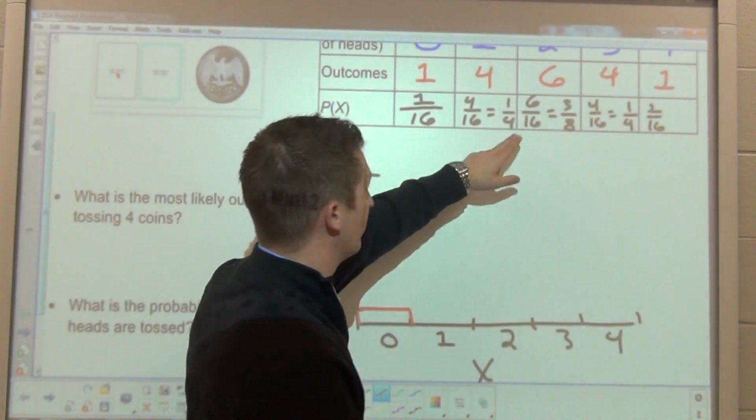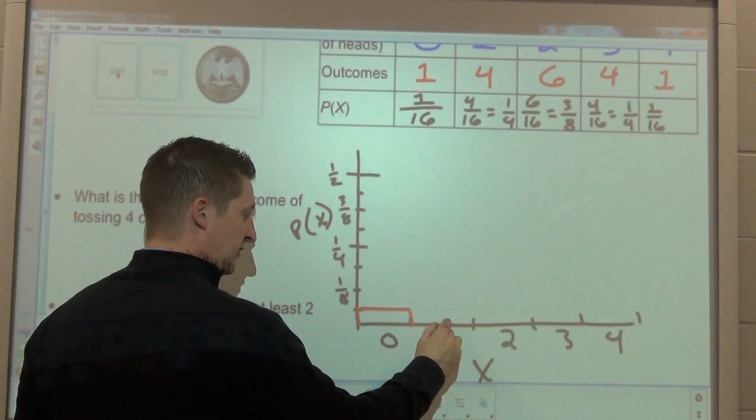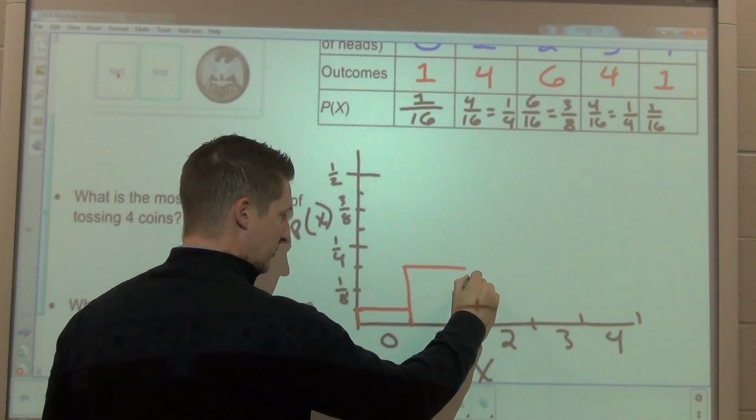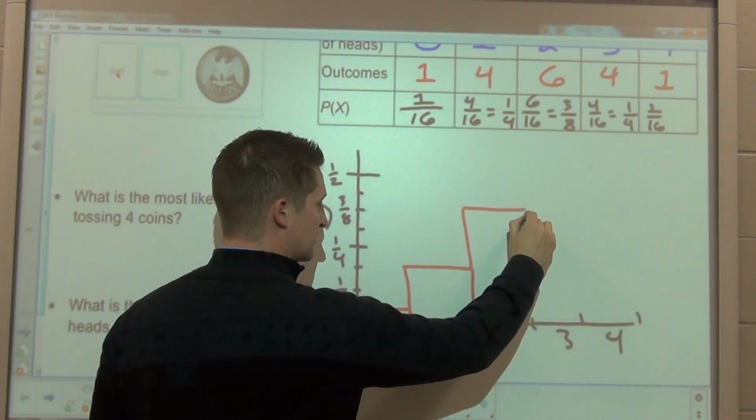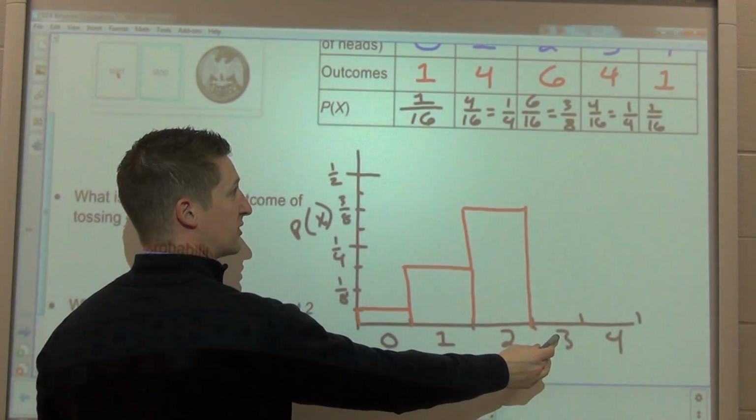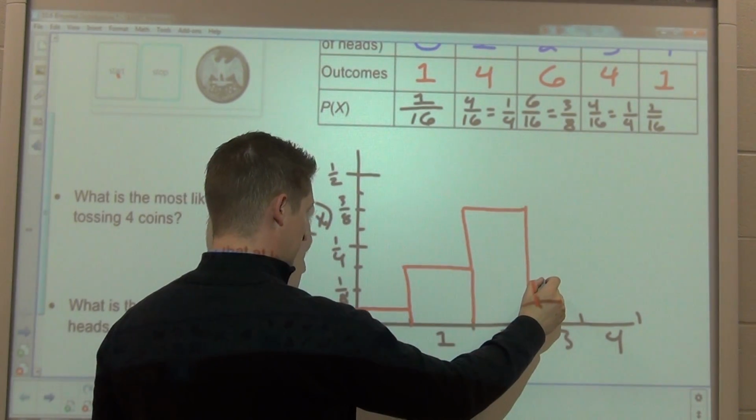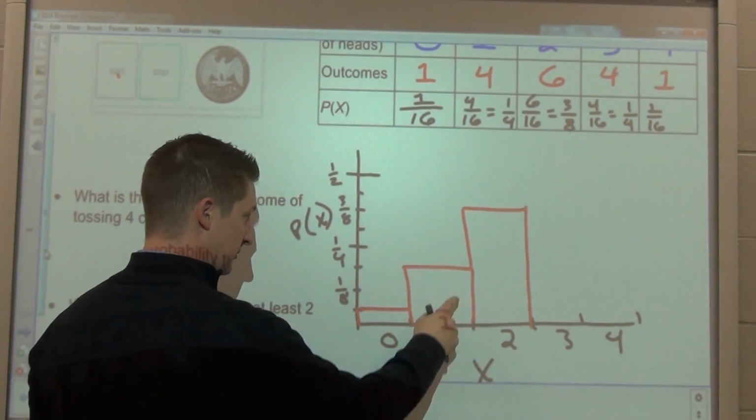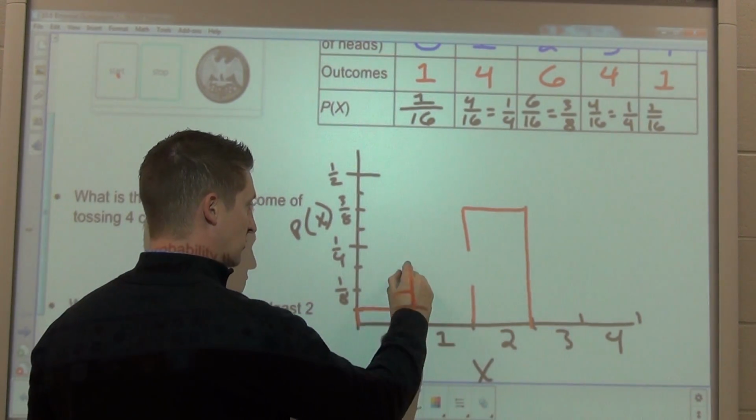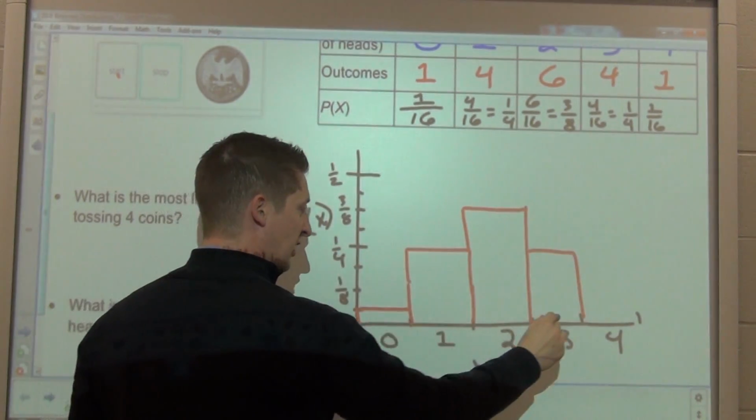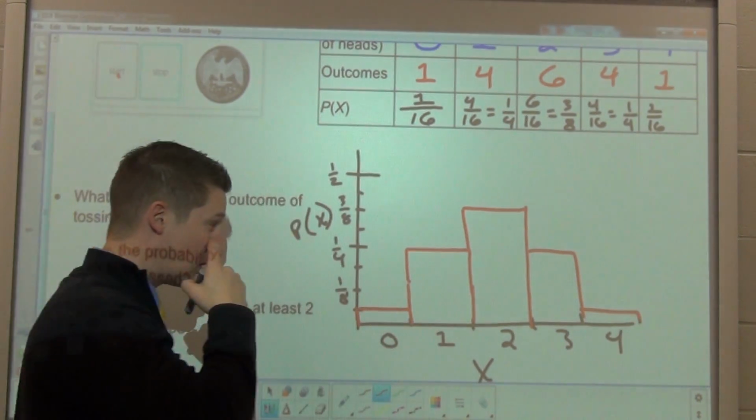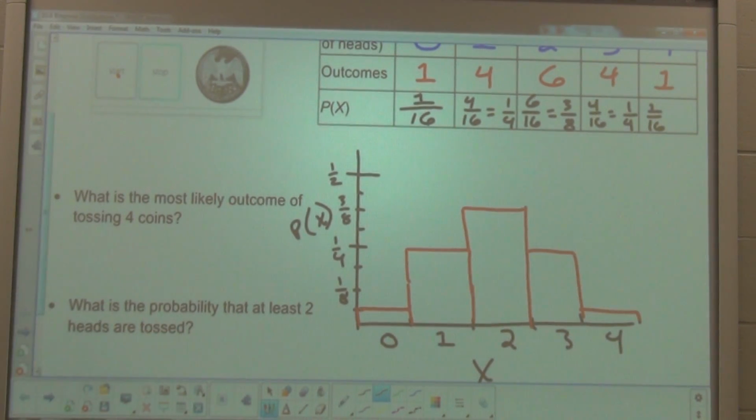Next one, I get 1/4 probability of getting 1 head. I extend my bar up to 1/4. The probability of getting 2 heads was 3/8. We'll go up to 3/8. The probability of getting 3 heads was again 1/4. It's a little bit low here, just a little bit higher, there we go. So there's 1/4. And the probability of getting 4 heads was again 1/16, pretty low. So there would be an example of a histogram that shows the binomial distribution of flipping 4 coins.